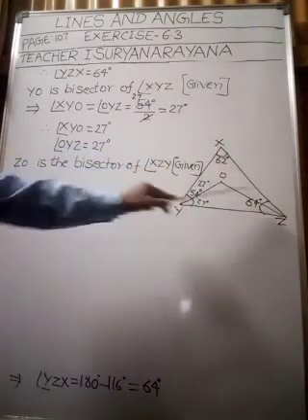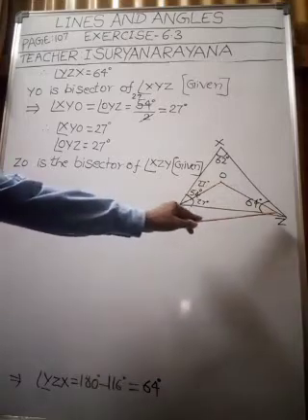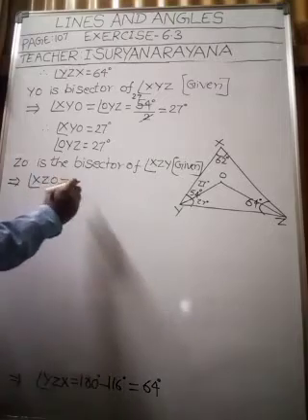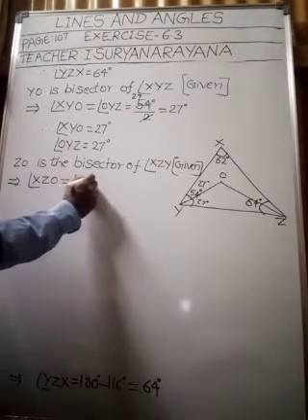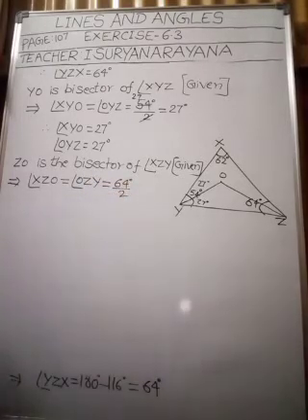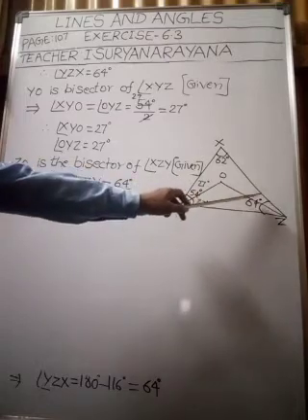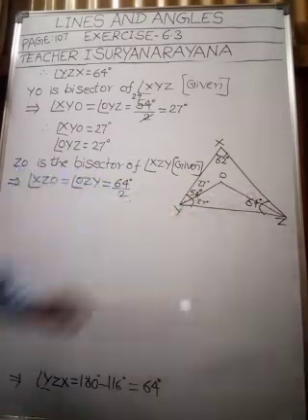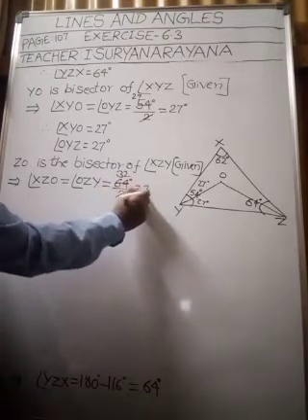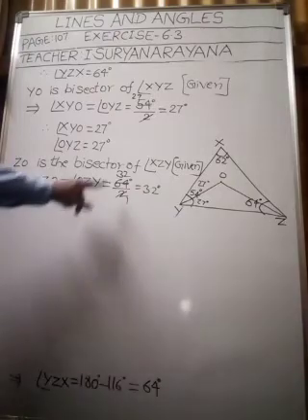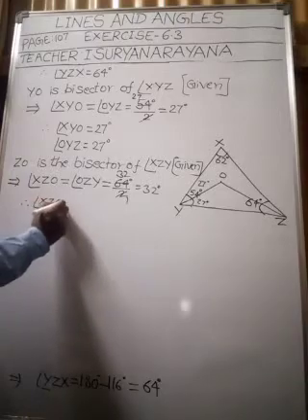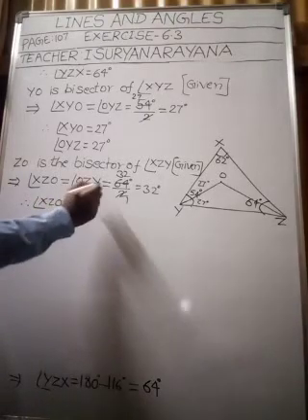Angle XZO is equal to angle OZY, which is equal to 64 degrees by 2. Here also it is a bisector, which means the complete angle is divided into two equal parts. Understood this step, my children? Right. That is equal to 32 degrees. Two ones are two, two threes are six, two twos are four. Therefore, angle XZO is equal to 32 degrees.